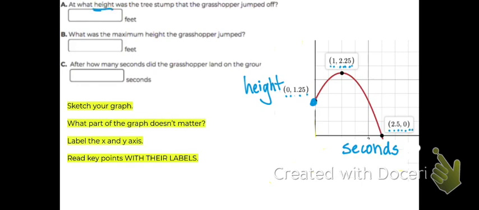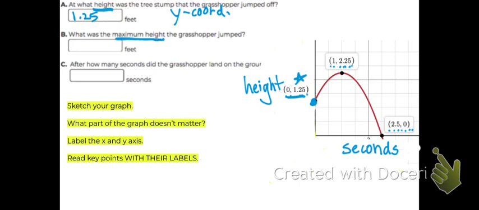So at what height was the tree stump that the grasshopper jumped off? So another important thing is this is asking for the height. So they're asking for my y coordinate. So I might write that down. So at what height was the grasshopper at time 0, right before it jumped? That would be this point right here. And the height is 1.25.